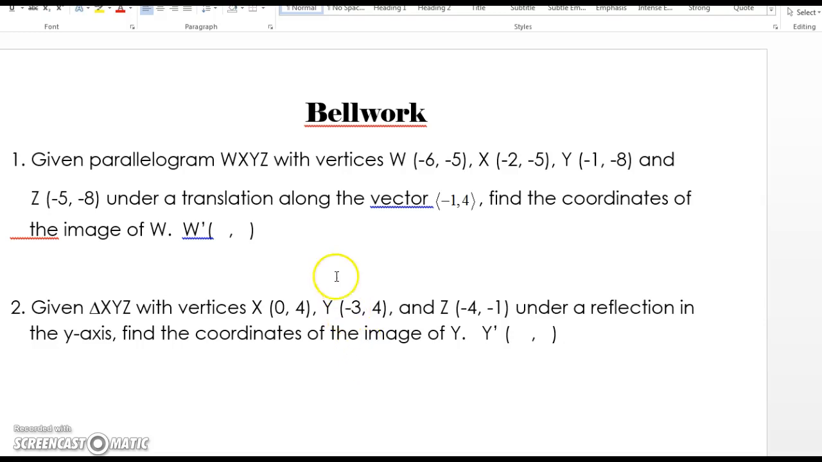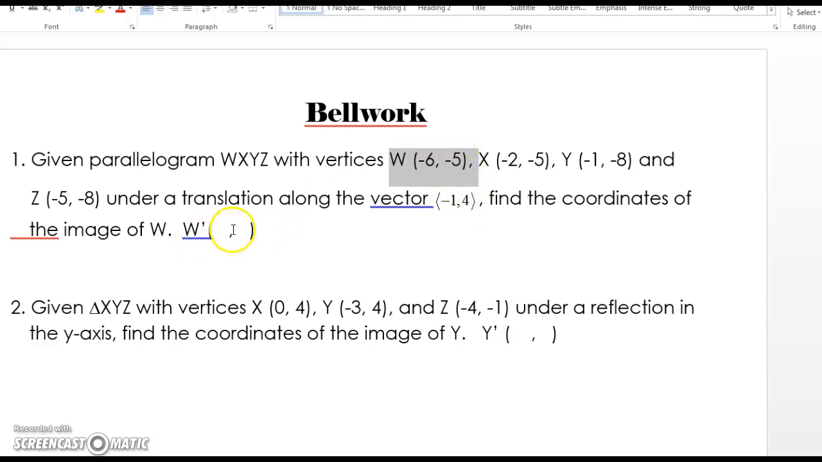Okay, so for W prime, what you needed to do was take the point W, (-6, -5), and remember, this -1 in the vector is what you're adding to the x value, and this 4 in the vector is what you're adding to the y value.